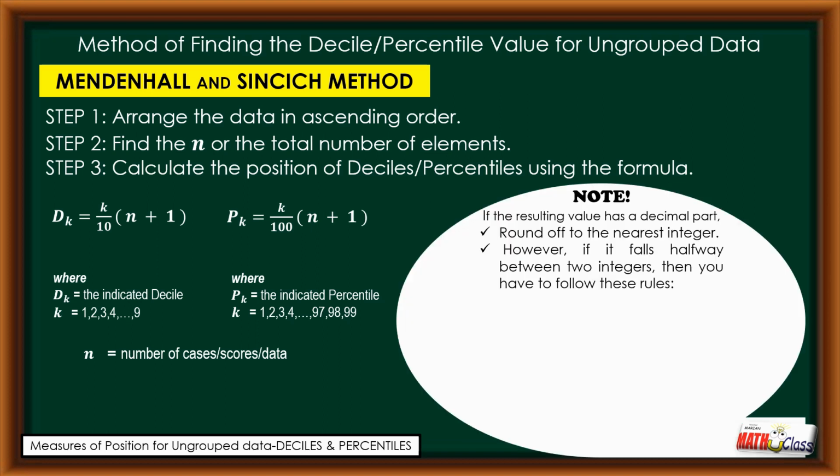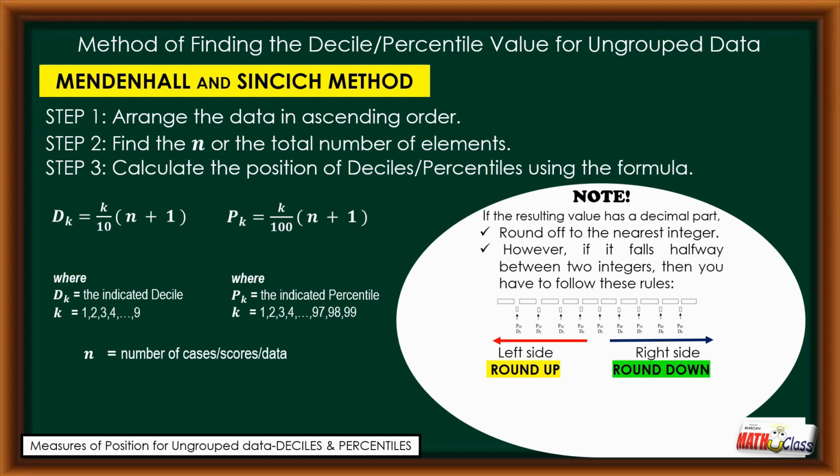We always have to remember if the resulting value has a decimal part, we must round it to the nearest integer. However, if the resulting value falls halfway between two integers or has a decimal part of 0.5, you have to follow these rules. If the indicated decile or percentile falls on the left side or less than the median, round it up. And if it falls on the right side or greater than the median, round it down.